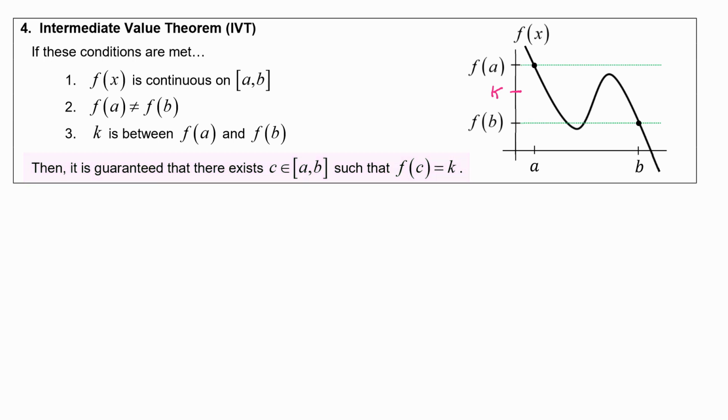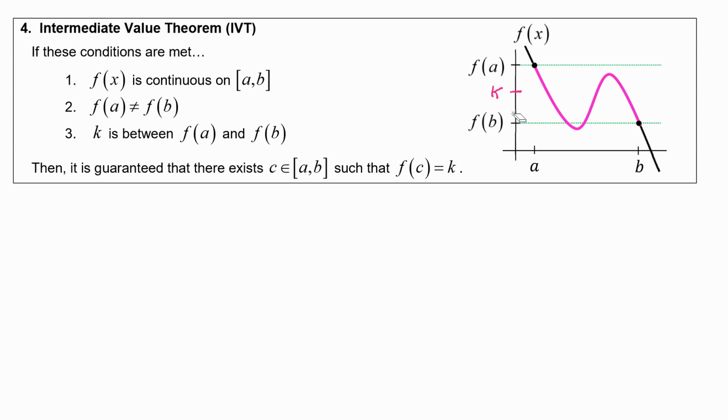So what the intermediate value theorem is saying is if you have a continuous function on a closed interval and the y values of the endpoints are different from each other, it's guaranteed that if you get from this y value to this y value, you at least have to go through all of these intermediate values on the way.